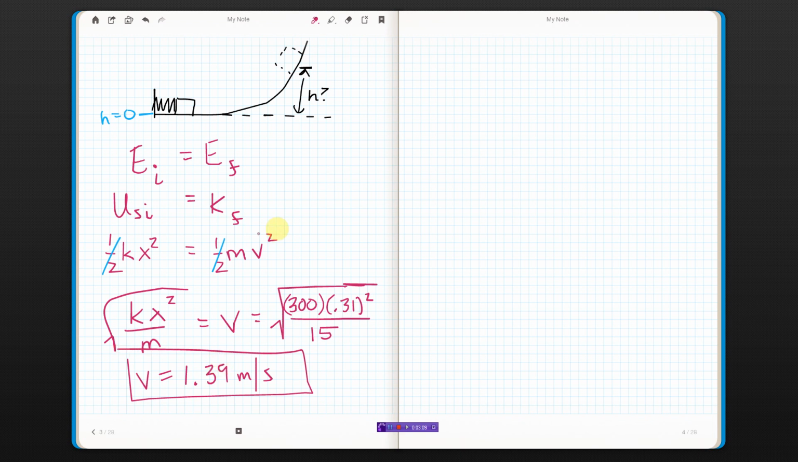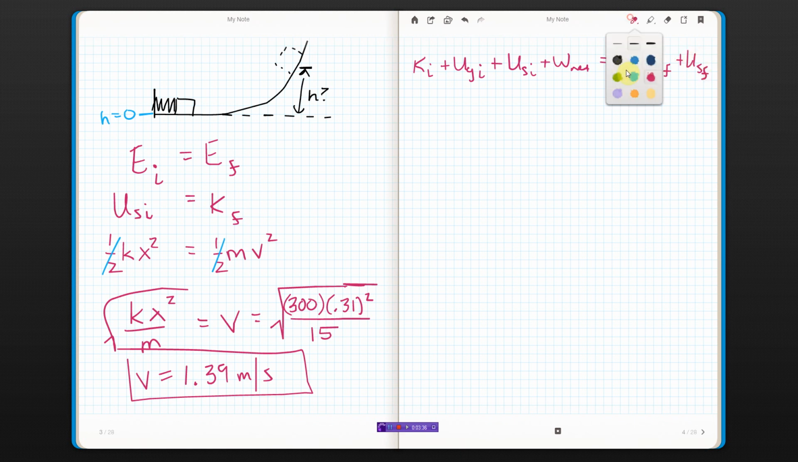For those of you that prefer to start with the big long equation and go from there, it would have looked like kinetic initial plus gravitational potential initial plus spring potential initial plus net work equals all those things as finals. Then there are no outside forces, so that's gone. It starts at rest, so this is gone. It starts and ends at a height of 0, so these are both gone. And the spring ends up non-compressed, so this is gone. So I just end up with this equals this, which is where I was. All right, so that was A.